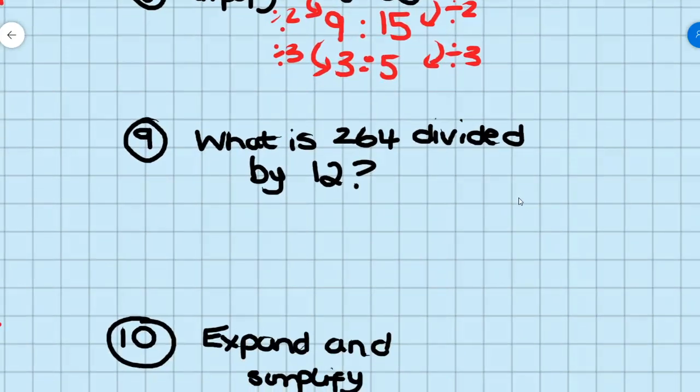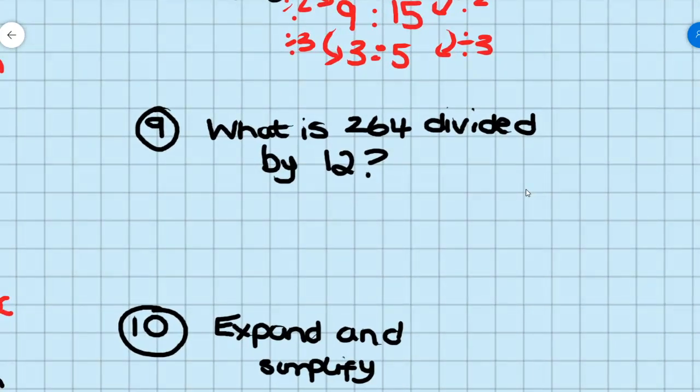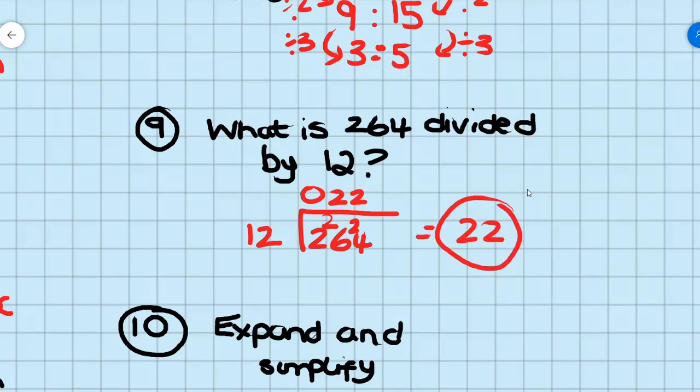Okay, then I've got a division. So 264 divided by 12. So bus stop, 264 and 12. 12 into 2 doesn't go. 12 into 26 goes twice, remainder 2, and 12 into 24 goes 2. So your answer there should be 22.